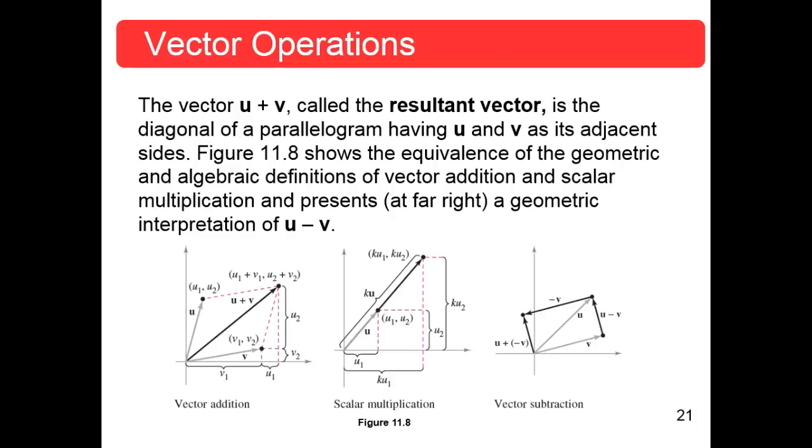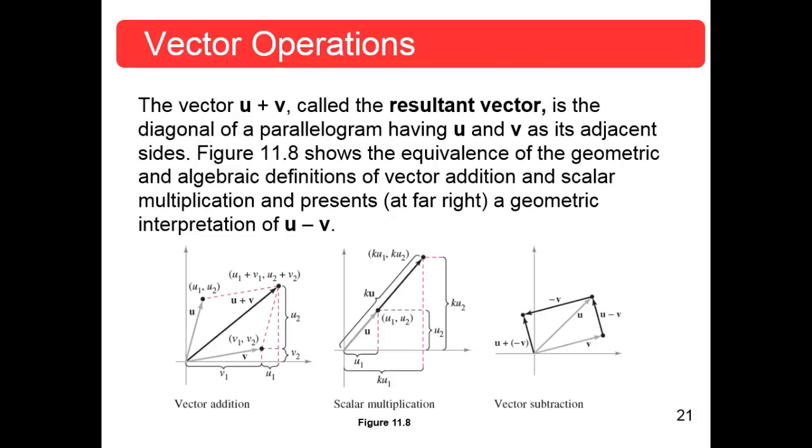Figure 11.8 shows the equivalence of the geometric and algebraic definitions of vector addition and scalar multiplication, and presents at the far right the geometric interpretation of u minus v, which I do not find that useful, but you can do it. Okay, so it's vector addition. If this is your vector u, now they put them down in standard position. They move vector v back here and vector u down here, so they're in standard position.